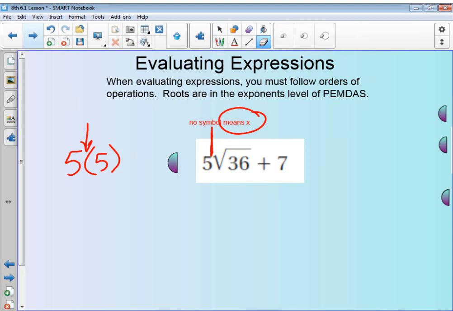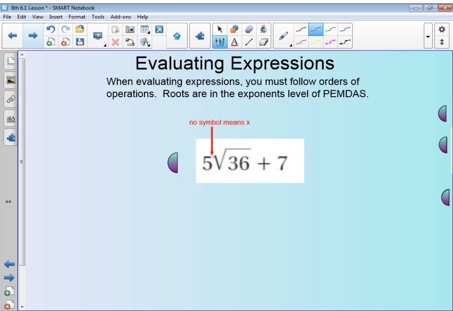So we're gonna go ahead and follow our PEMDAS. So PEMDAS, please, our P is parentheses. I don't see any there. My next is my exponents. Now remember, this is also my roots. So do I have any roots in there? I do right here. So I'm going to go ahead and solve that.